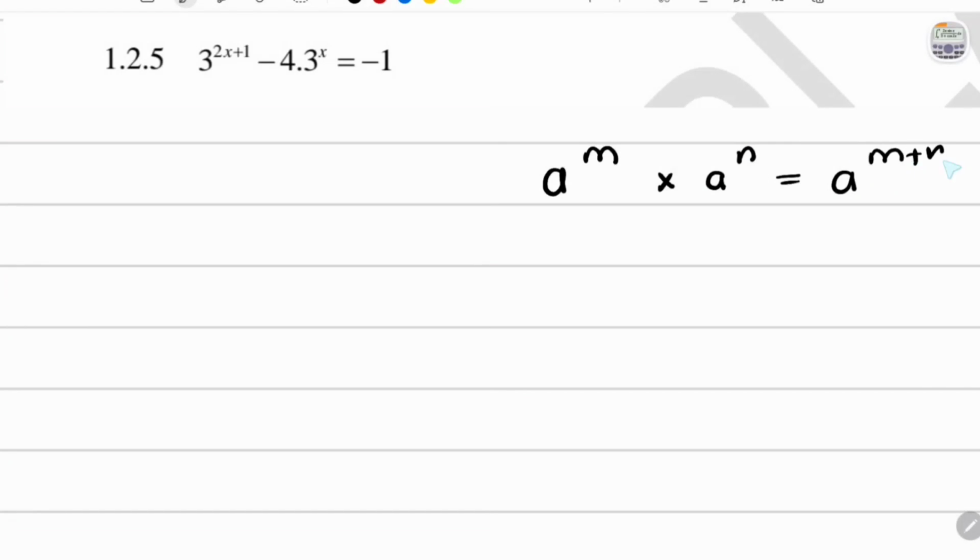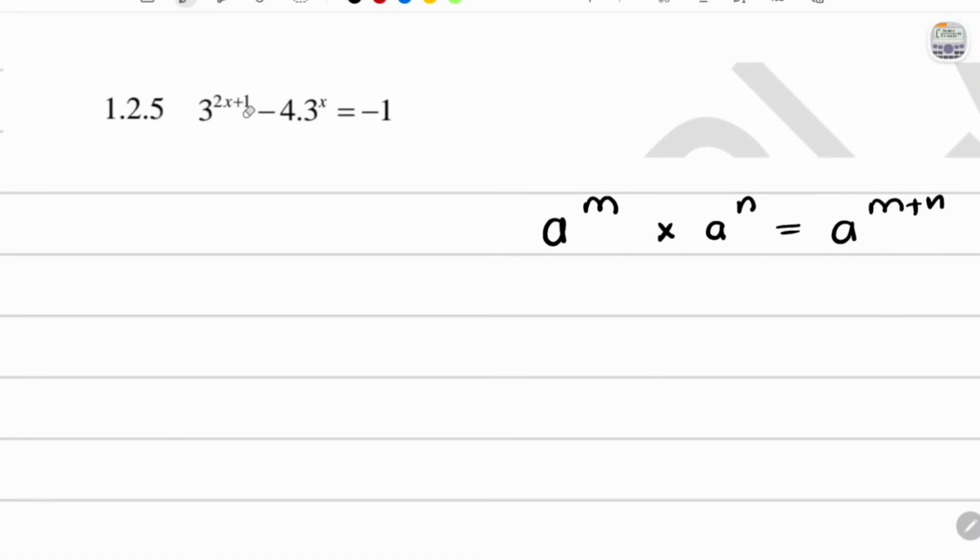You're going to leave the base the same and add the exponents, so m plus n. So we're going to use this rule to break that up. Since we have 3 to the power of 2x plus 1, that was definitely created by saying 3 to the power of 2x multiplied by 3 to the power of 1. And that's how we're going to break that up.